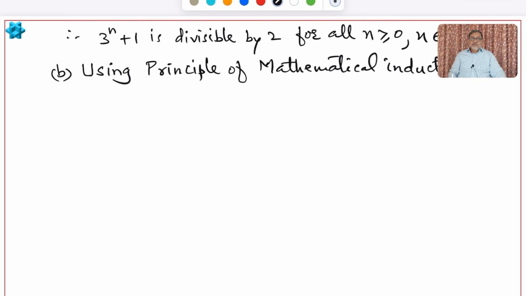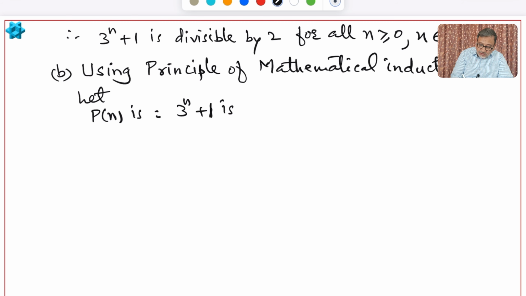Using the principle of mathematical induction, what we have to do is assign it some P(n) for the whole statement. So let P(n) be: 3^n + 1 is divisible by 2 for all n greater than or equal to 0, where n belongs to Z.